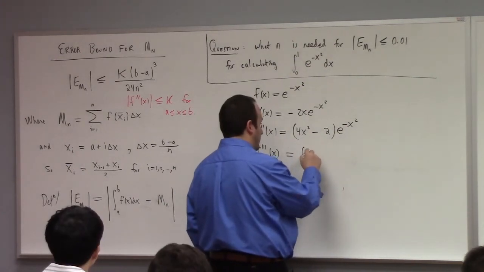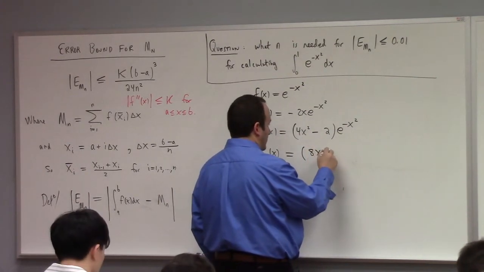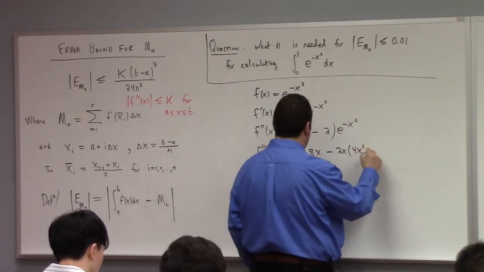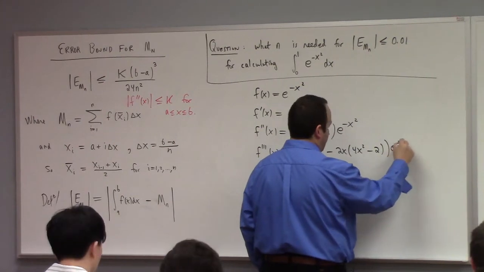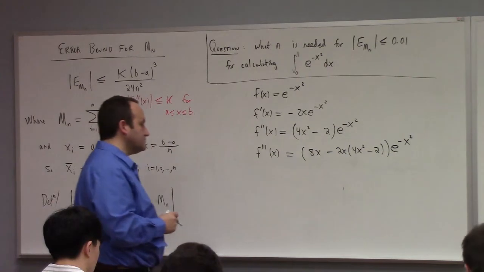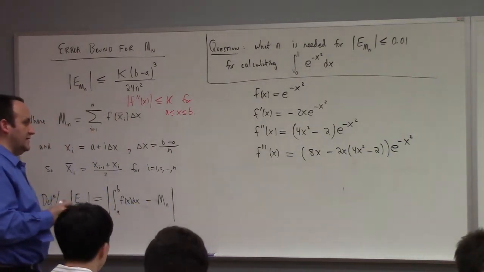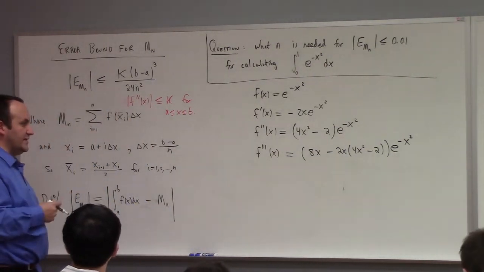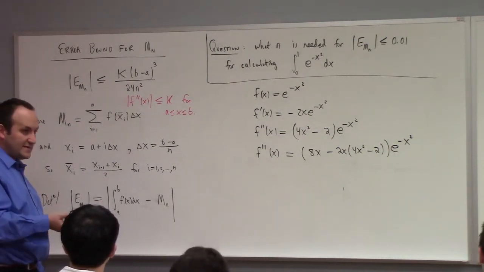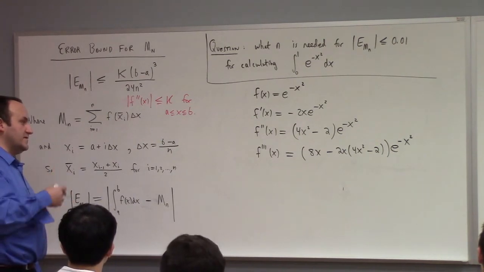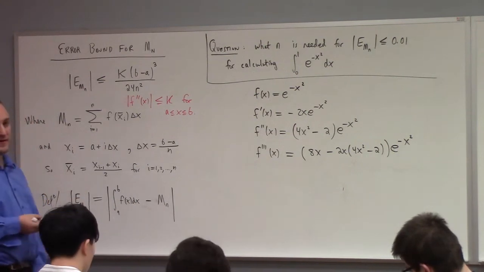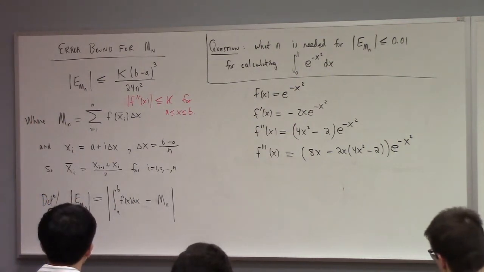It's going to give me 8x minus 2x times 4x squared minus 2 e to the minus x squared. What I did was I differentiated the 4x squared minus 2. That gave me 8x. And that multiplies e to the minus x squared. Then plus 4x squared minus 2 times the derivative of e to the minus x squared, which is, of course, the minus 2x and the e to the minus x squared. But we can factor the e to the minus x squared out.